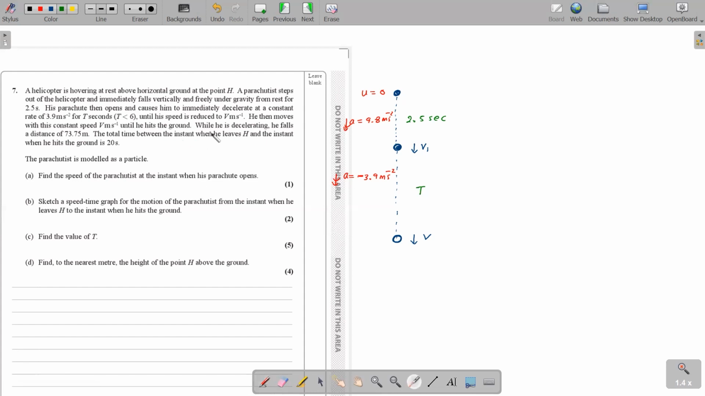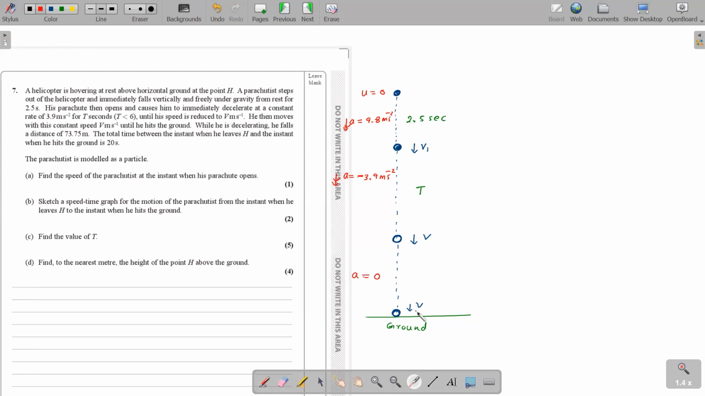And then what do they say? Until his speed is reduced to V. Then he moves with his constant speed V. So with his constant speed V, he continues to fall down until he hits the ground. Let's say this is the ground. Until he hits the ground, he will go at the constant speed V. Do we have an acceleration here? If you're going at constant velocity, acceleration is 0. So in this section there's 0 acceleration because you go with the velocity V, start and end also at V.